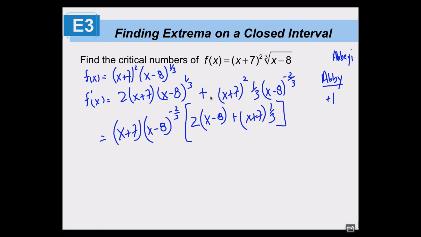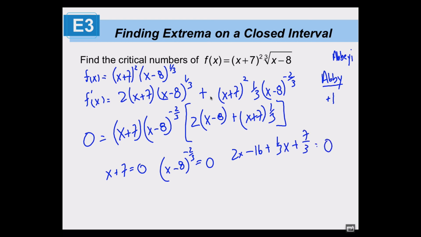This makes me happy. Why does it make me happy? Because I've turned a sum into a series of products. So if I'm looking for a critical number, this has to be equal to 0, which generates 3 equations. What are those 3 equations? That's a good question. Hence the reason I asked it. x plus 7 equals 0, x minus 8 to the negative 2/3 equals 0, and everything in total, which is 2x minus 16 plus 1/3 x plus 7/3, has to equal 0.